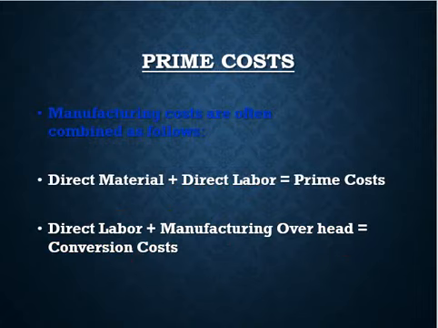Last category we're going to look at are prime costs. So prime costs or manufacturing costs are often combined as follows. Prime costs are direct material plus direct labor equals prime costs. Okay, so we'll do a different practice problem on what prime costs are. Conversion costs are direct labor plus manufacturing overhead.